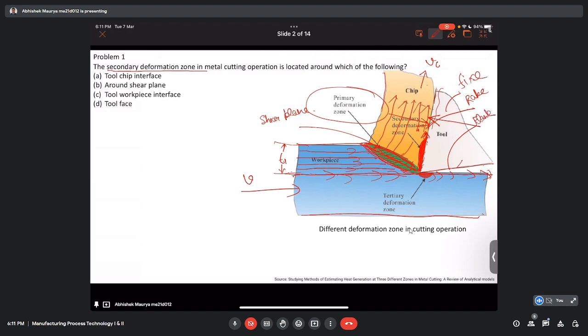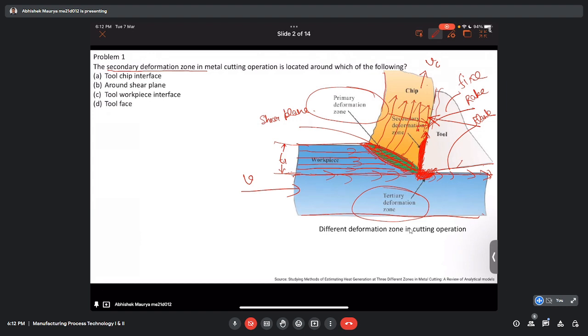Some portion of the metal very close to the tool tip comes in contact with this flank surface. Because of the rubbing between the flank surface and the workpiece material, which is moving away, a small deformation zone is created very near the tool tip, and this is called the tertiary deformation zone. And in all these regions, temperature rise takes place.